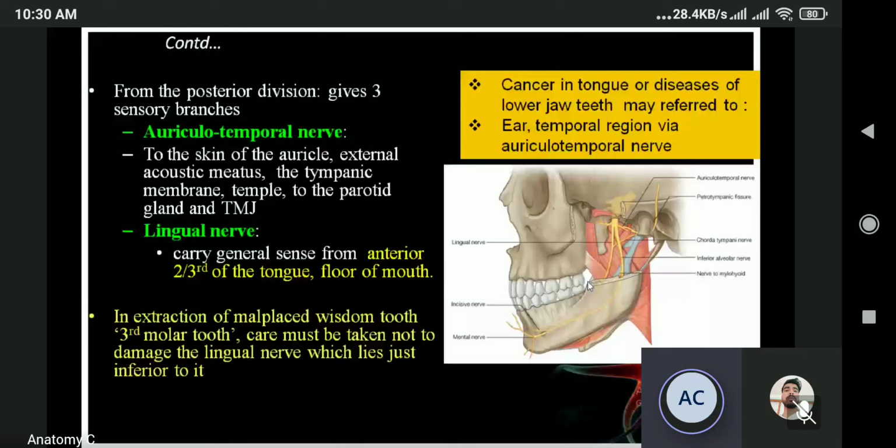The next one is the auriculotemporal nerve. Whenever we have cancer in the tongue, or we are having disease in the lower jaw, the pain may be referred to the ear and the temporal region through the auriculotemporal nerve. So this is another condition which you have to remember. Applied anatomy.